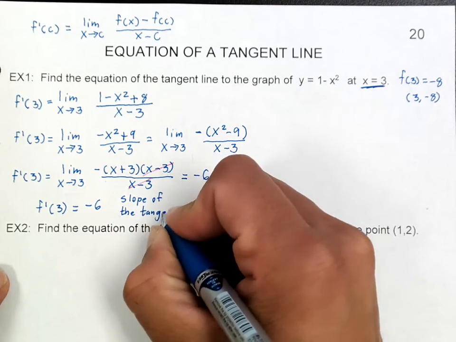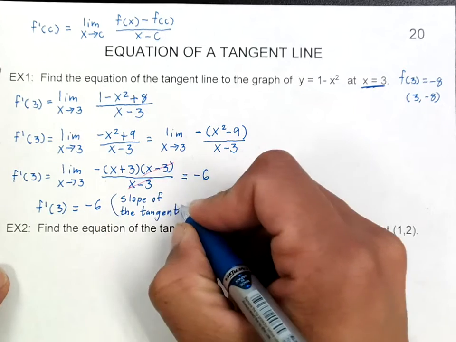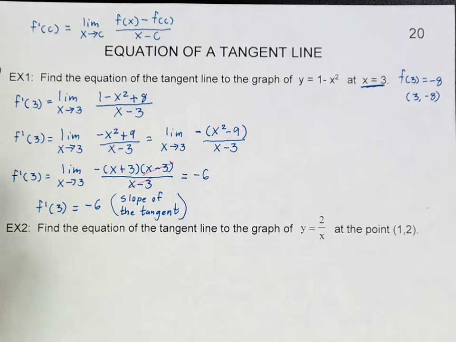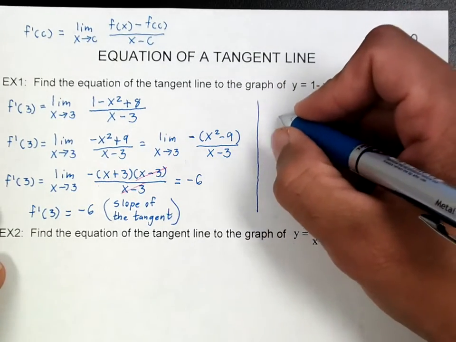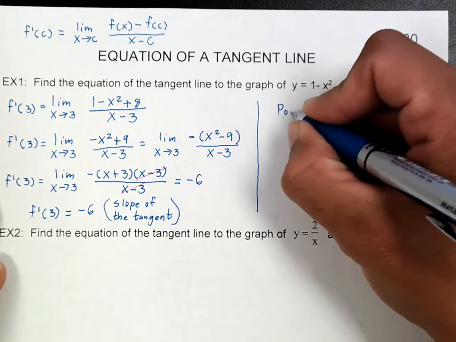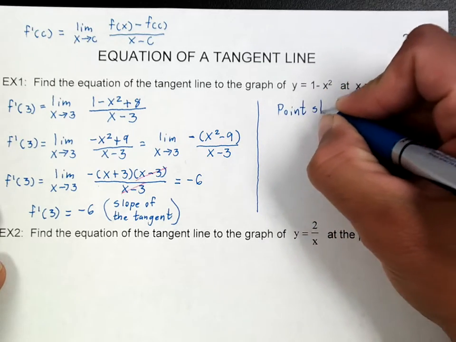So this is basically review from 18. This is just a little bit more difficult. Alright, so to find the equation of a line, we're going to use the point slope formula. So I'm going to write the point slope formula here for you again. Point slope formula.